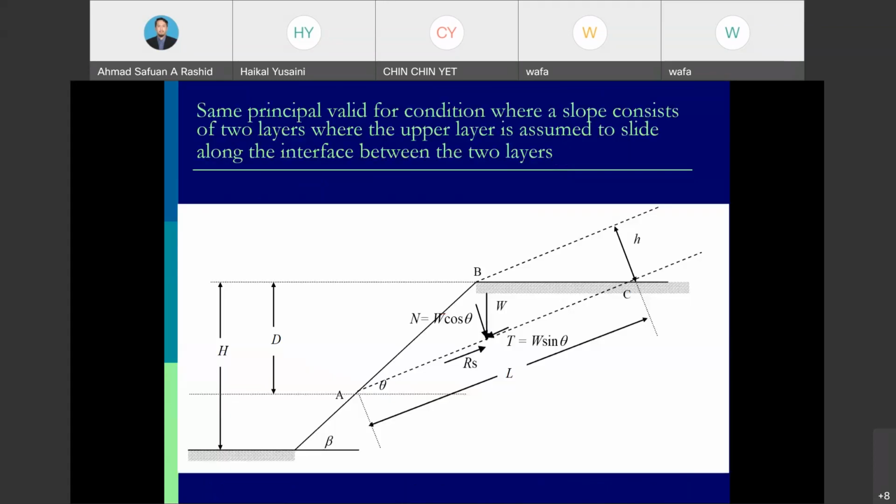Okay, so the same principle is valid for a condition where a slope consists of two layers, where the upper layer is assumed to slide along the interface between the two layers. For example, if we have two types of soil layer, the suggestion is to focus on the first layer, because it is very tedious if we want to combine both the second and first layer. So that's why the most critical is the soil layer at the top, which is the potential soil layer to move.